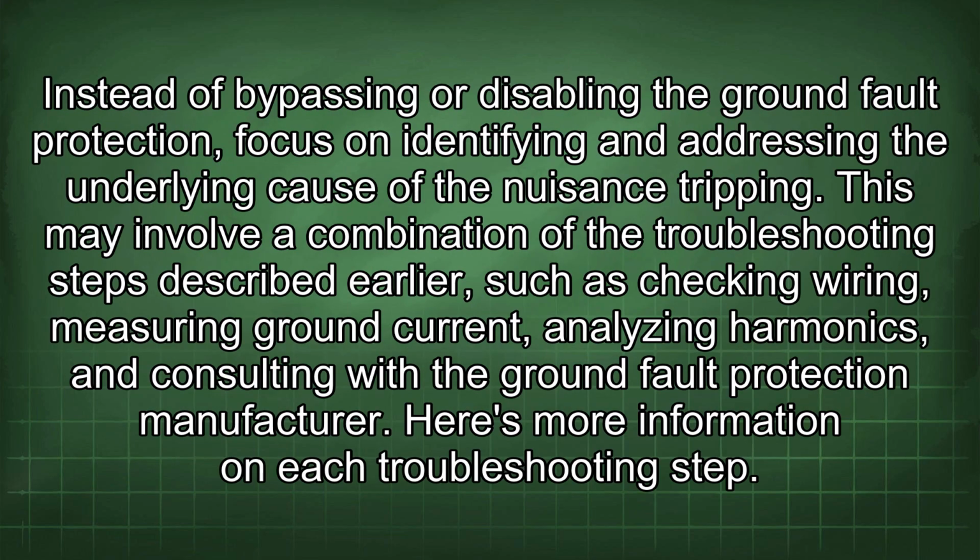Instead of bypassing or disabling the ground fault protection, focus on identifying and addressing the underlying cause of the nuisance tripping. This may involve a combination of the troubleshooting steps described earlier, such as checking wiring, measuring ground current, analyzing harmonics, and consulting with the ground fault protection manufacturer. Here's more information on each troubleshooting step.